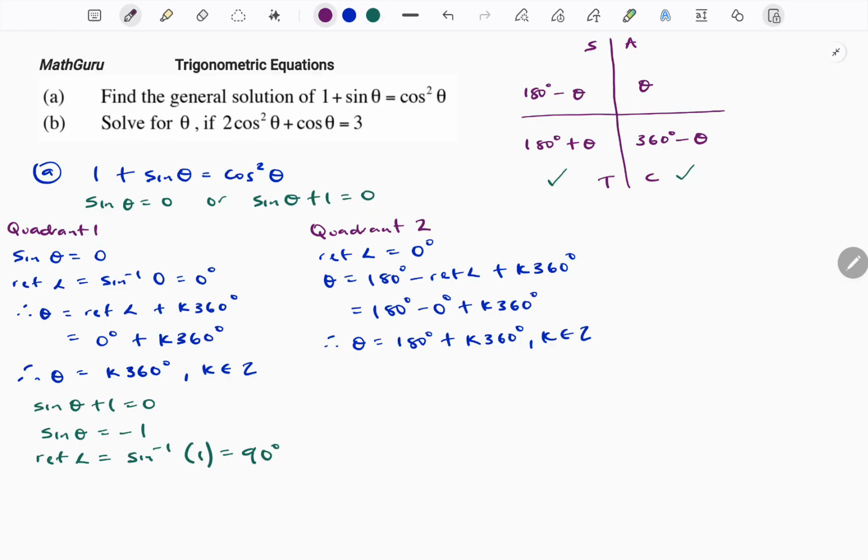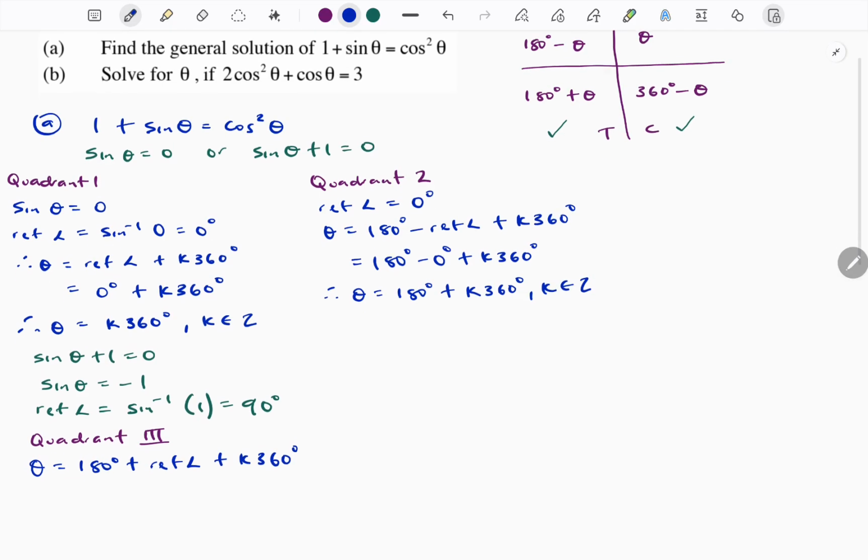So therefore, going to quadrant 3, in my quadrant 3, what I have is 180 degrees plus theta. So I have my theta will be equal to 180 degrees plus the reference angle plus k times 360.